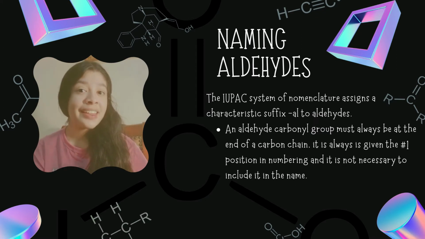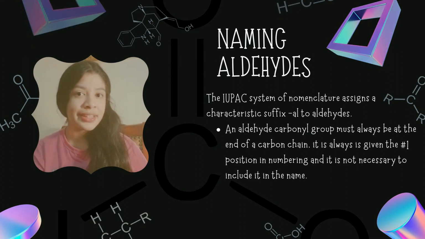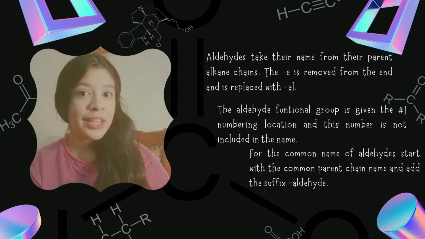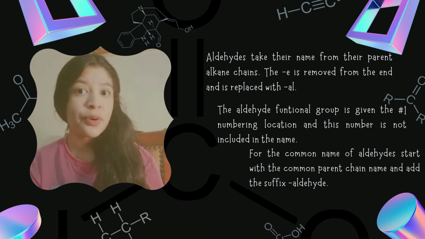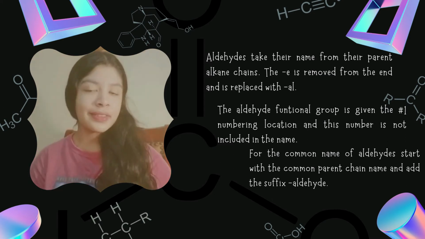Number 2, an aldehyde carbonyl group must always lie at the end of the carbon chain, and it is always given the number 1 position in numbering, and it is not necessary to include it in the name. Aldehydes obtain their names from their parent alkane chains, and the E at the end is removed and replaced with al. That al is the suffix assigned by the IUPAC system of nomenclature.